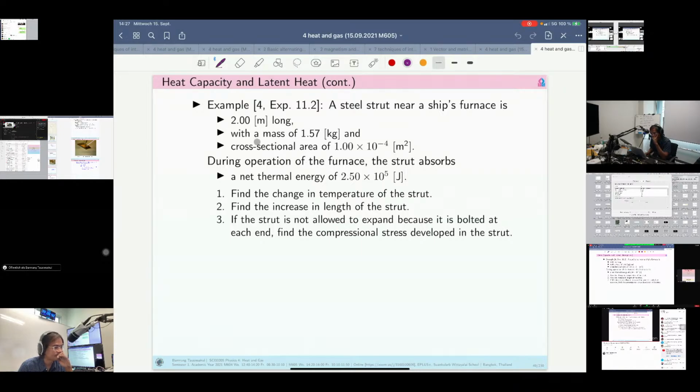During operation of the furnace, the strut absorbs a net thermal energy of 2.5 times 10 raised to 5, which is 0.25 million megajoule.